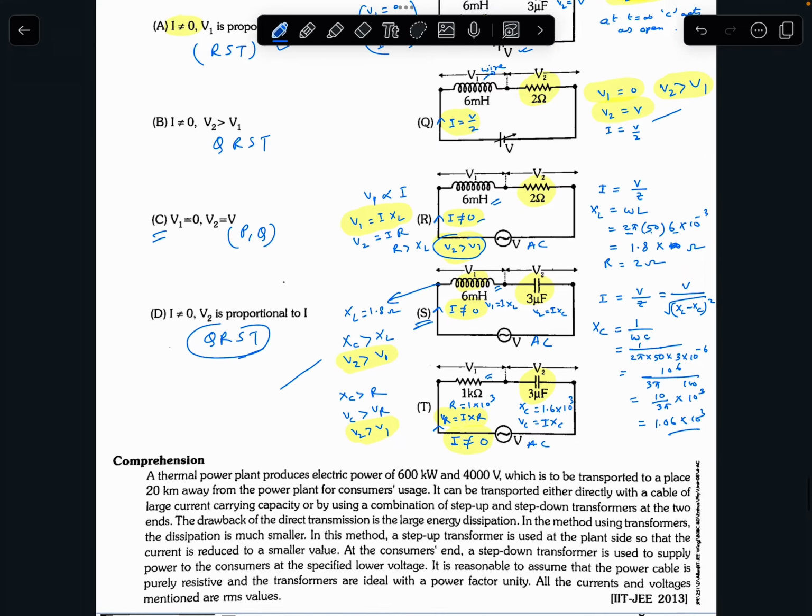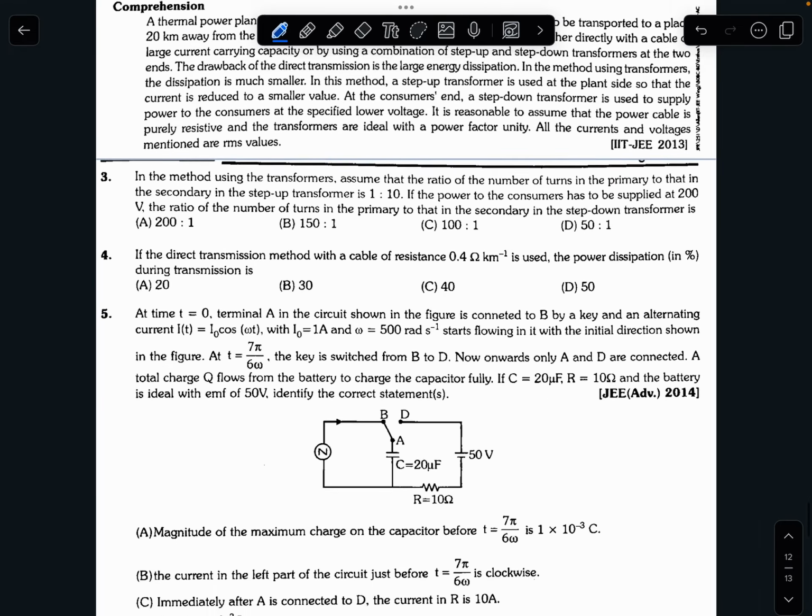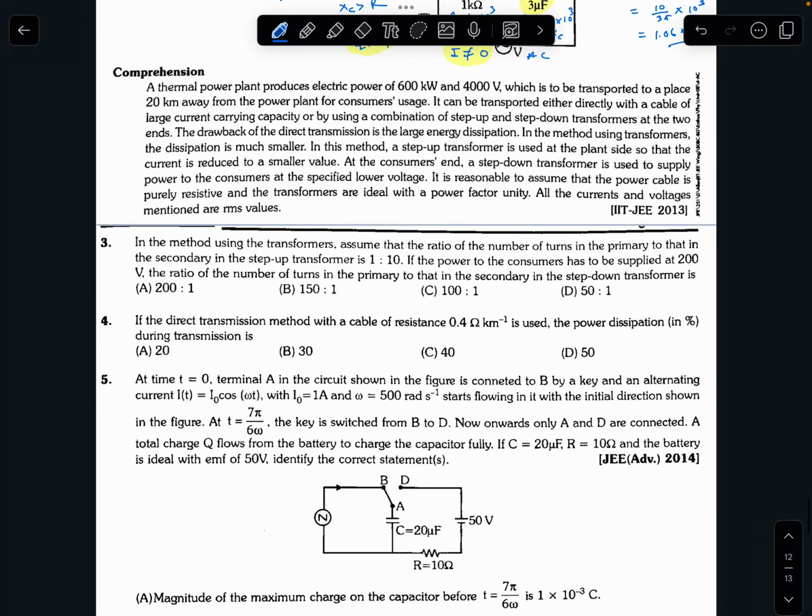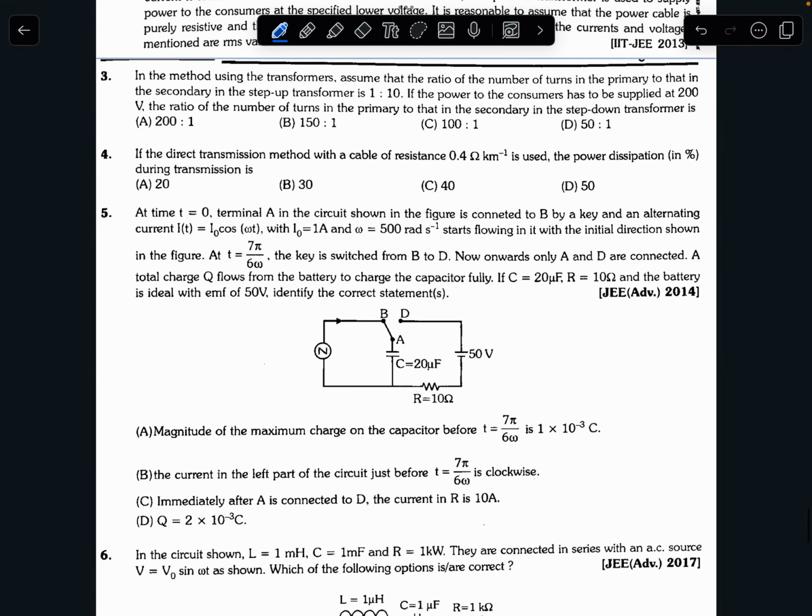So I hope you understood this problem. Let us proceed to the next problem. This transformer problem I will not do now, this is easy. The fifth one we will do.